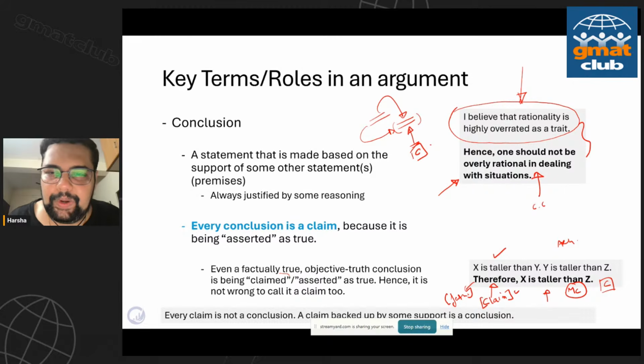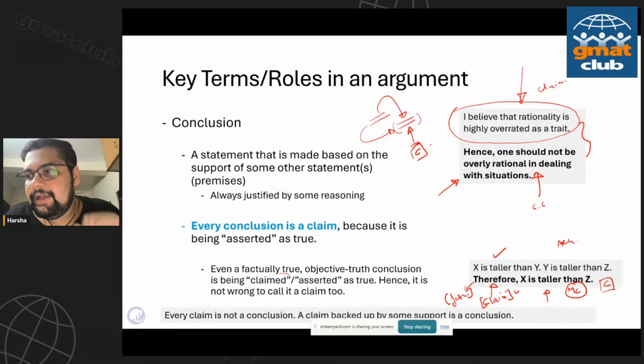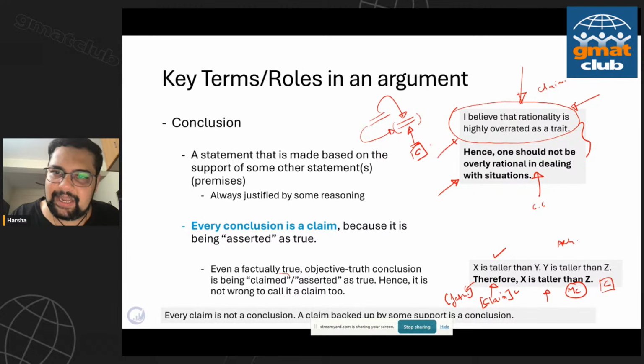So this statement 1 that you see here: I believe that rationality is highly overrated as a trait. That's just my belief. At this point, it is just a claim that I'm making. It's my belief system. When I verbally spit it out, or when I type it out, I'm making that claim, right? So this belief that rationality is a highly overrated trait is clearly a claim, but it's not a conclusion because I haven't supported the statement with any logic. There is nothing to support this belief. So I hope these definitions are seeping into your brain. The objective is not to mug up any of this, I'm just building familiarity for you, nothing more.